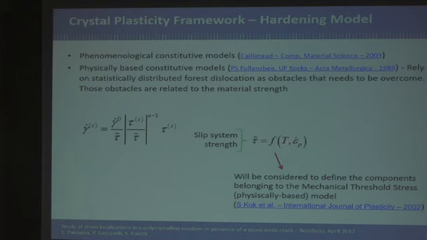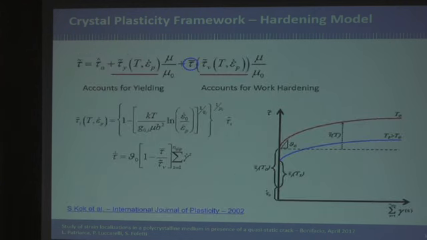So typically, as a general statement for metallic alloys, we know that if we increase the temperature, the slip system strength goes down, so the yield stress goes down as well. And this slip system strength depends also on the plastic strain rate. Now, this is the model.